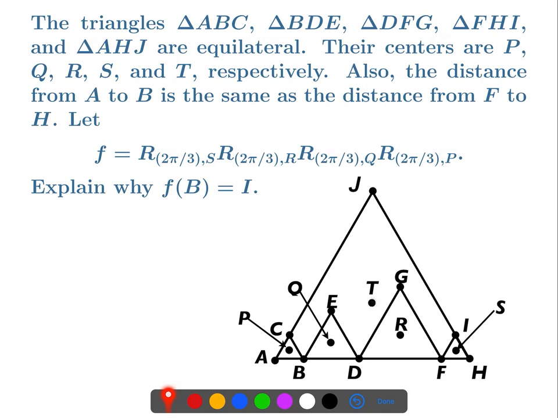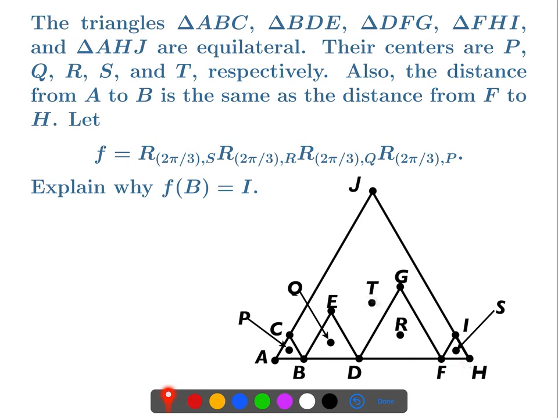So T is the center of this big equilateral triangle, and being the center of an equilateral triangle, it's the intersection of perpendicular bisectors, the angle bisectors, the altitudes, everything. For an equilateral triangle, they're all the same. That's where they intersect. And so this is on the perpendicular bisector of AH, and this angle is going to be 2 pi over 3. And you can see if I rotate counterclockwise, that's going to take A to H. So T is going to be the center of the rotation.